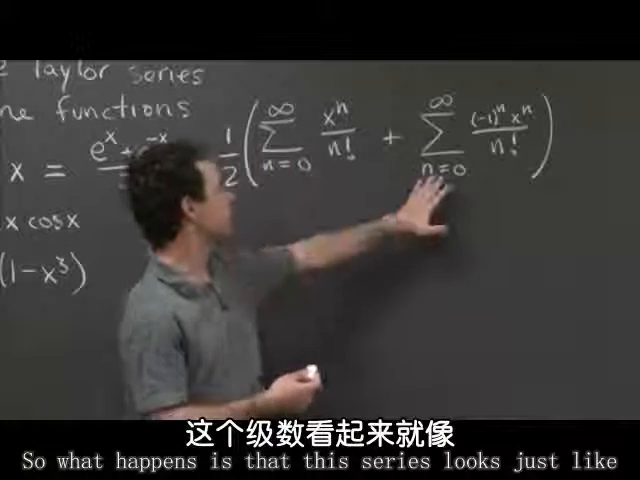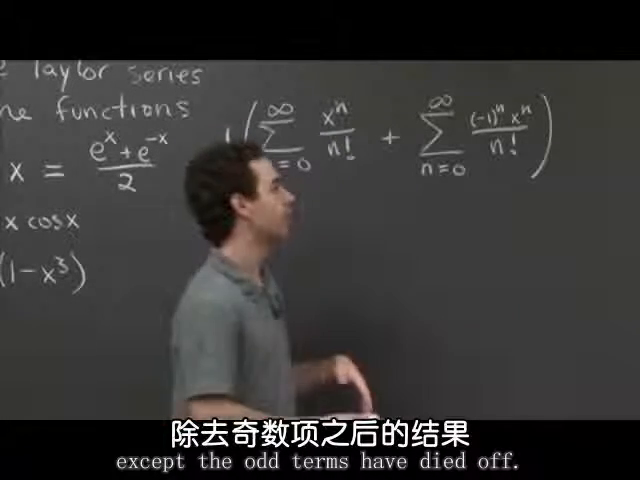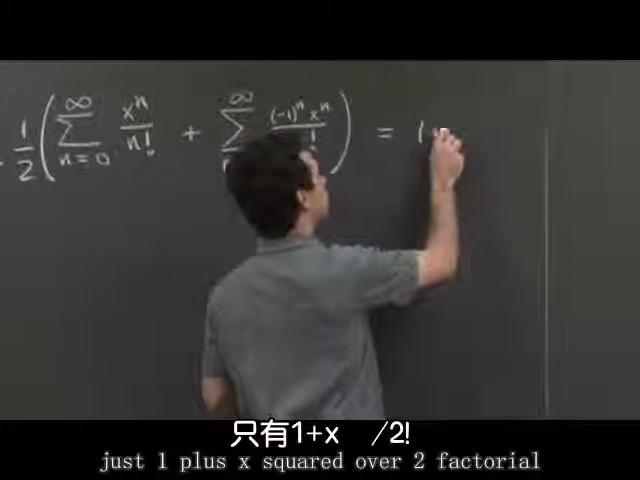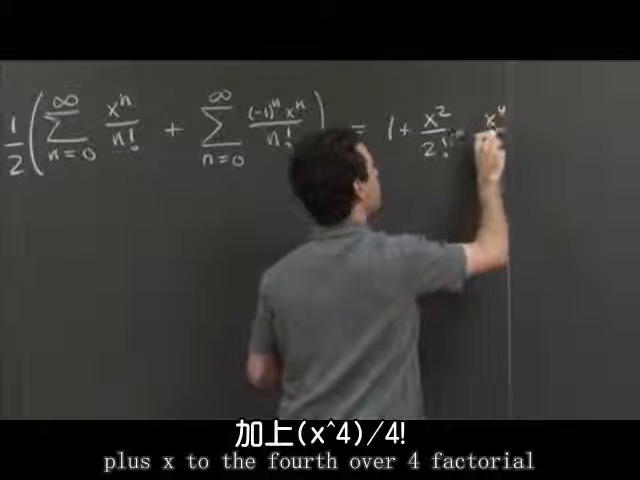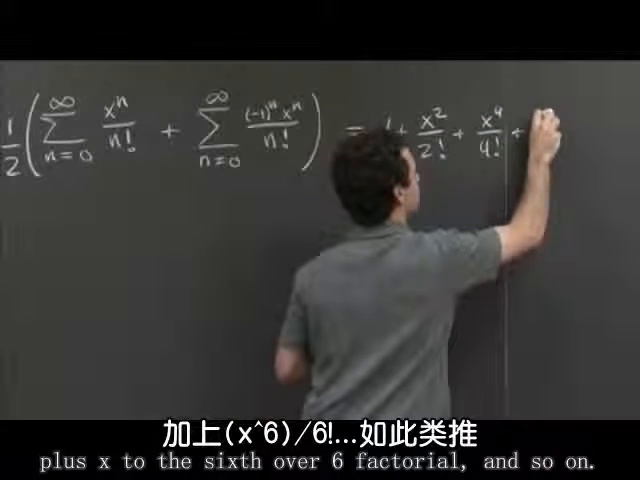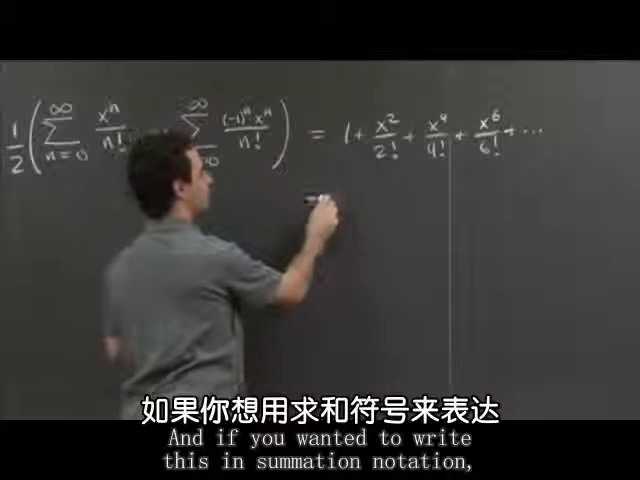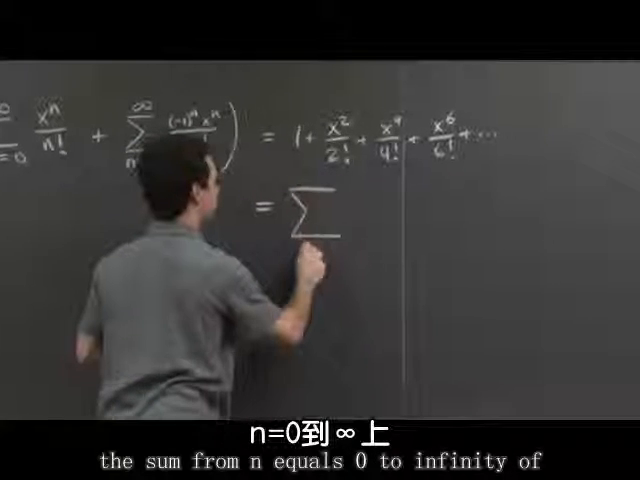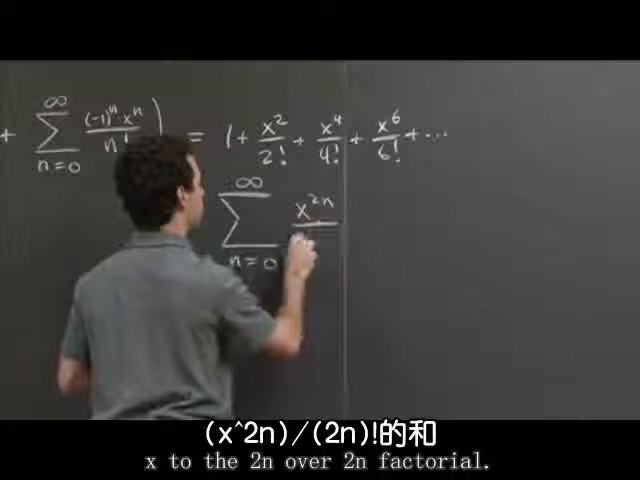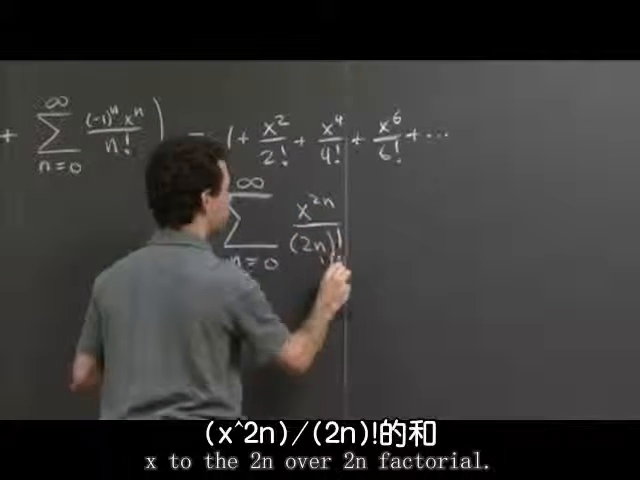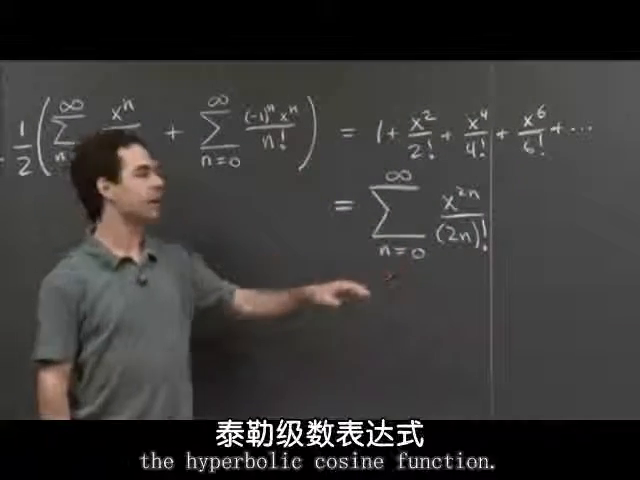So what happens is that this series looks just like the series for e to the x, except the odd terms have died off. So we're left with just 1 plus x squared over 2 factorial plus x to the 4th over 4 factorial plus x to the 6th over 6 factorial, and so on. If you wanted to write this in summation notation, you could write it as the sum from n equals 0 to infinity of x to the 2n over 2n factorial. So this is the Taylor series for the hyperbolic cosine function.